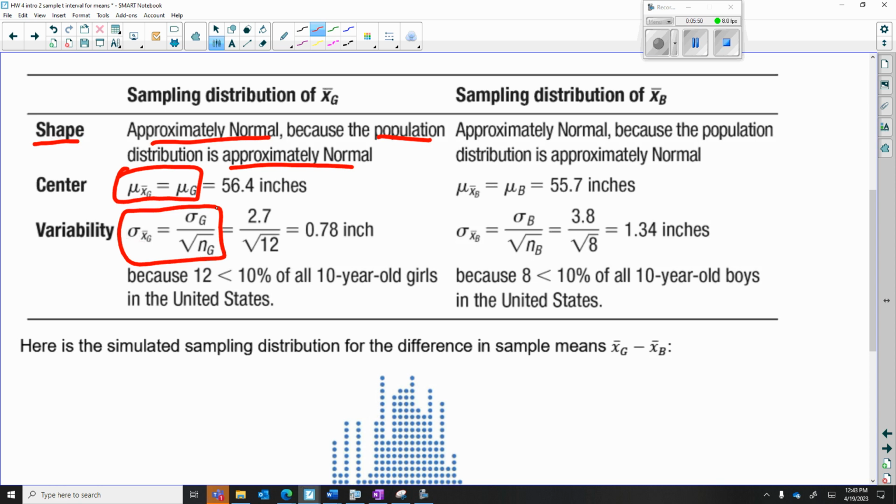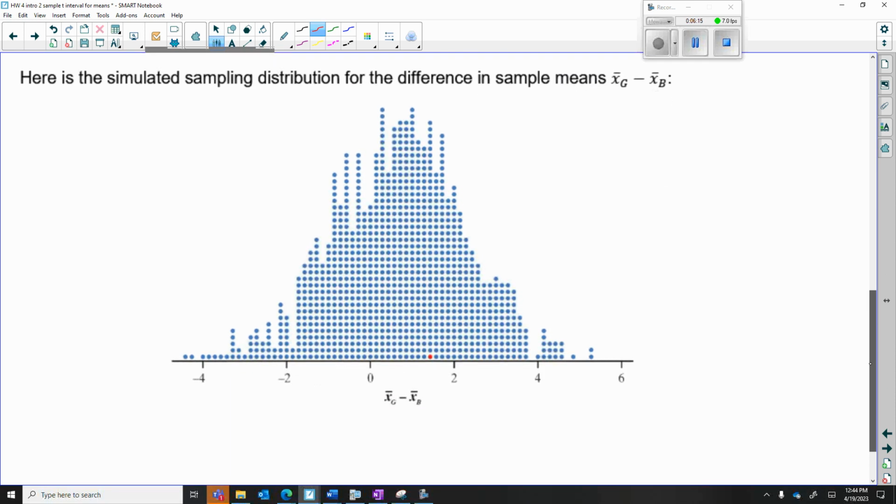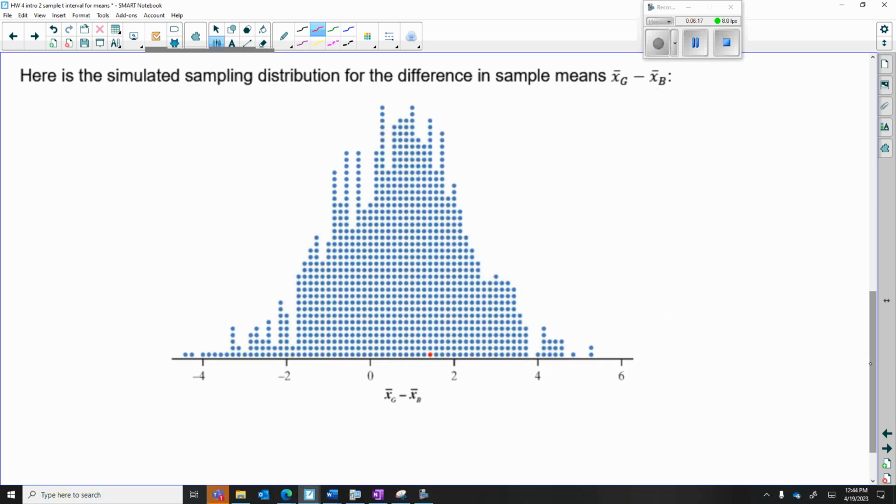So remember that formula is going to give you the spread of the sampling distribution, and it's going to be less spread out than the overall population. Remember, this is only met if the rule 10 times n is less than the population of interest. Similarly, they go over the boy information as well. Now they can find the difference of the means, x bar 1 minus x bar 2, x bar g minus x bar b. And they can plot all of those.